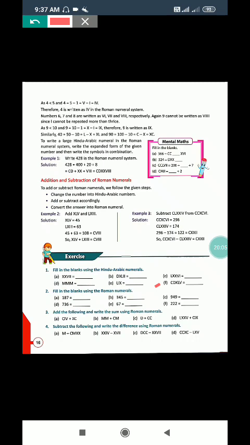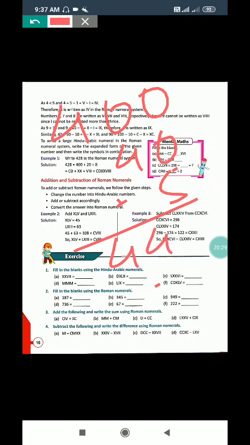So C comes before D, that means it would be 400, and X comes before L, that means 40, and V equals 5. So 400 plus 40 plus 5 is equal to 445. So the value of this number is 445. The answer is 445.